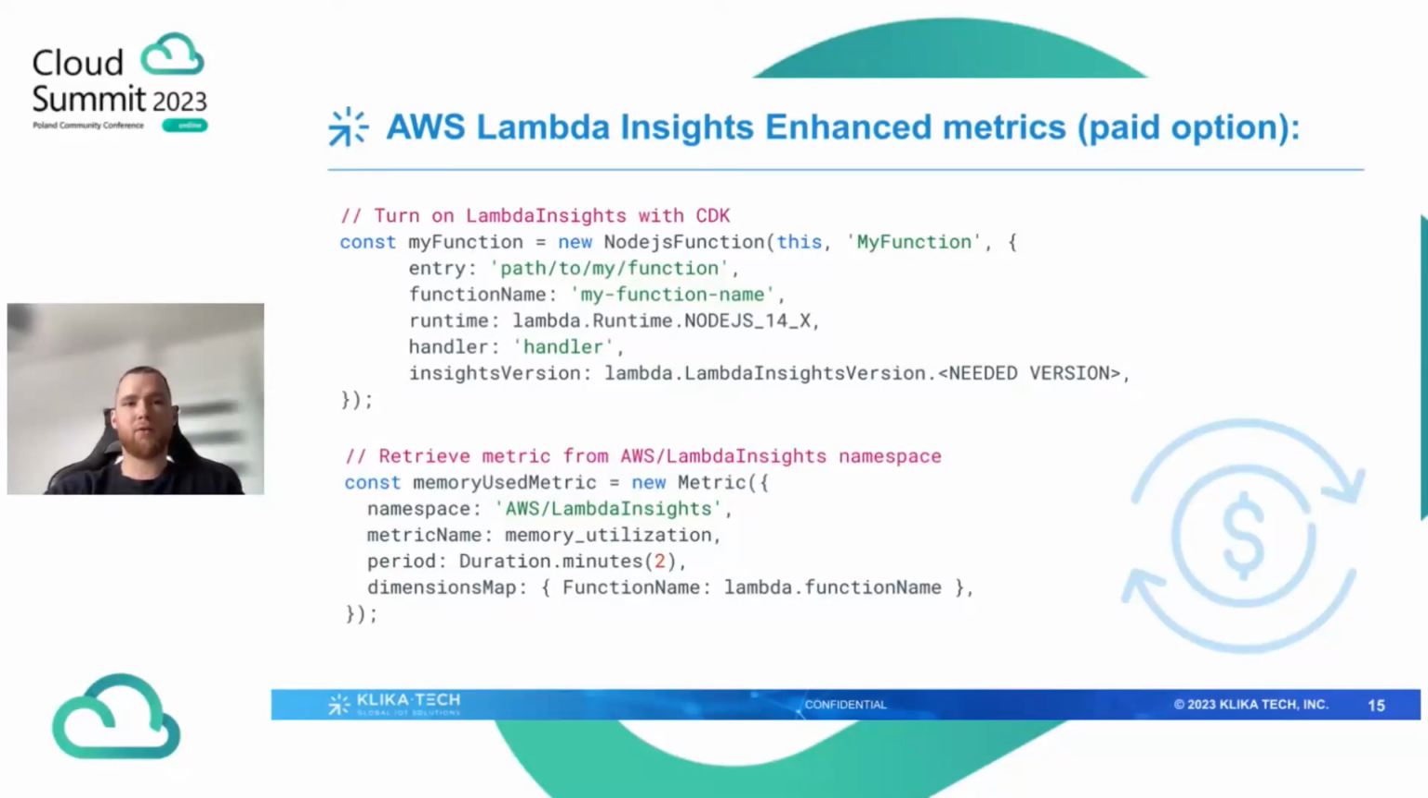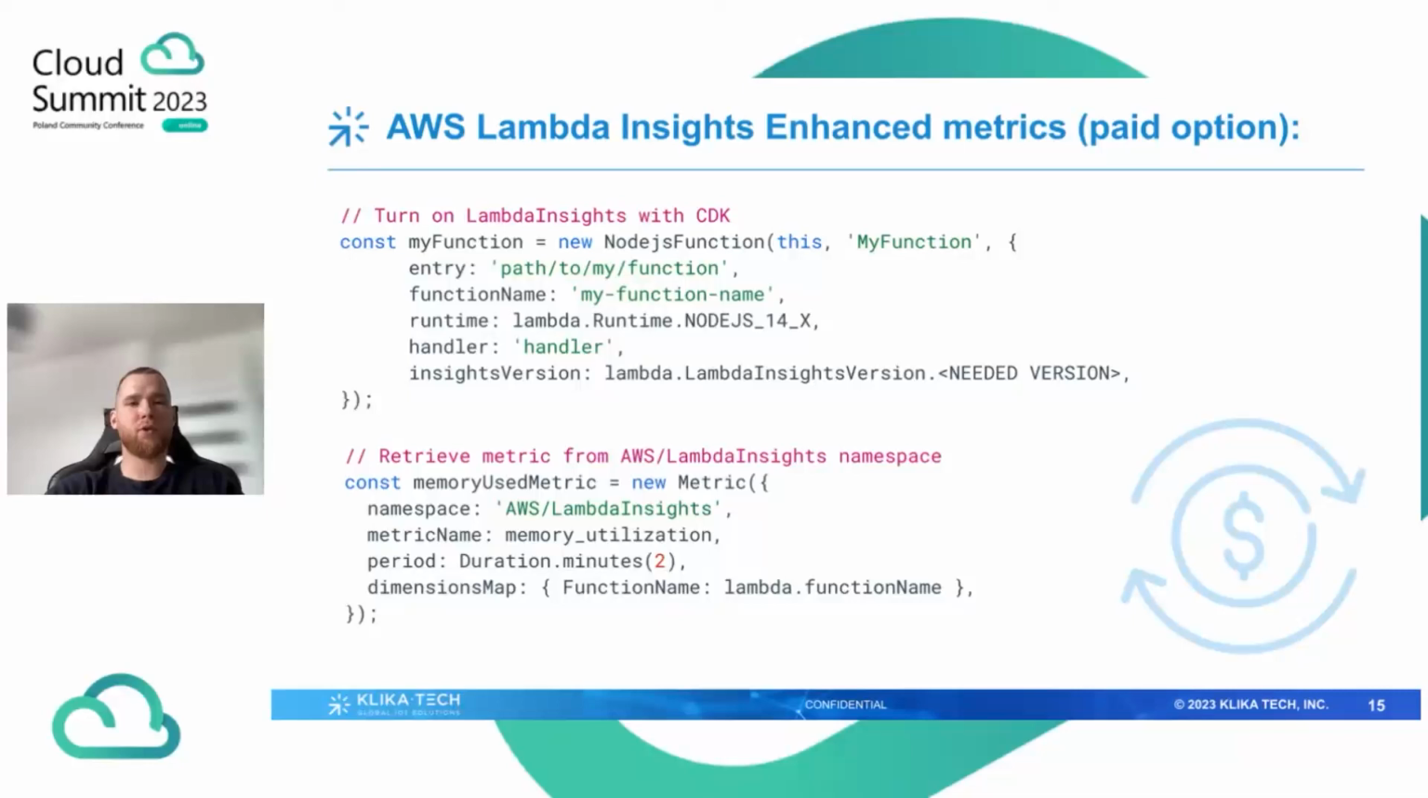The first metric is max memory used. This metric shows the maximum amount of memory used by your function during execution. It is a critical metric because Lambda functions run within a memory-constrained environment.